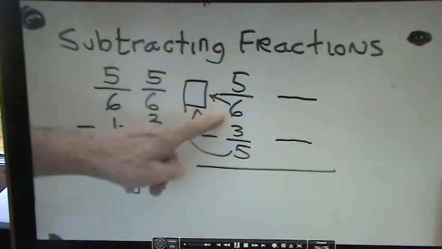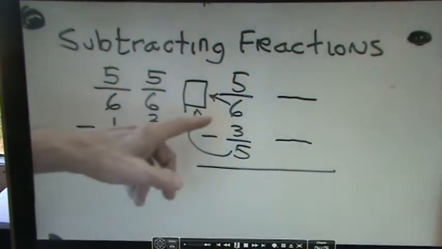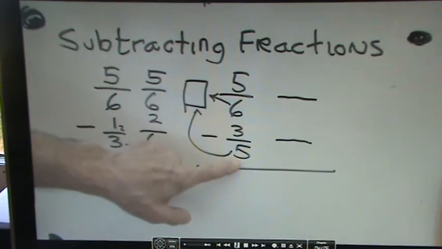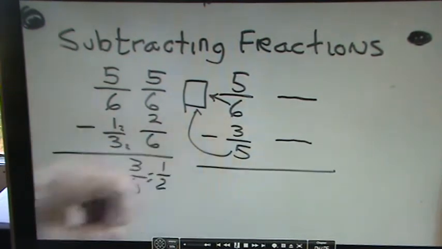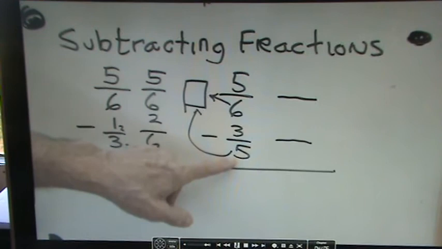So what's the next number that 6 can go into evenly? Well, the next number is 12. 6 can go into 12 2 times, but 5 does not go into 12 evenly. Well, the next number after 12 that 6 can go into is 18. 6 goes into 18 3 times, but 5 does not go evenly into 18. So we can't use 18.